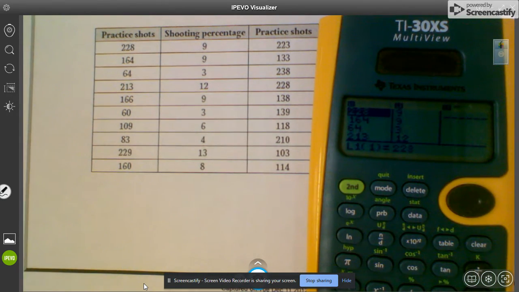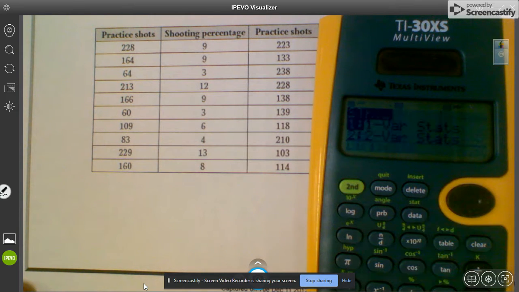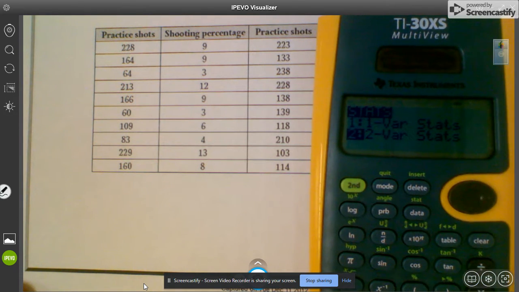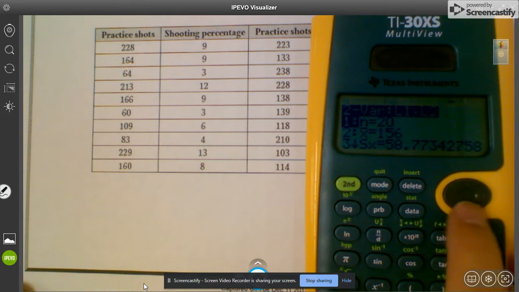Anyway, since we can do that, we go to data. I've already put in all the points. So we hit second, data, to get to the stats page. From the stats page, we have two variable stats. My X's are L1 and my Y's are L2, and pretty much that's always the way you're going to put it in, so that you don't have to change that page. Now, the average number of practice shots is 156. The average shooting percentage is 7.8.